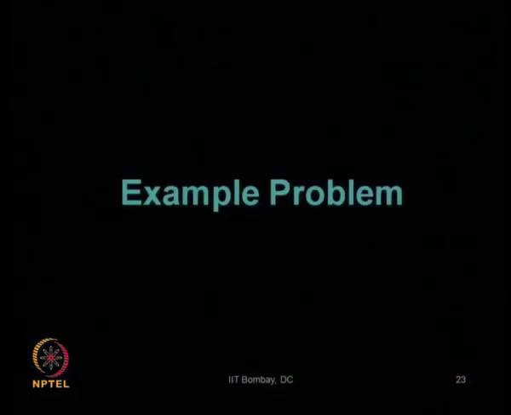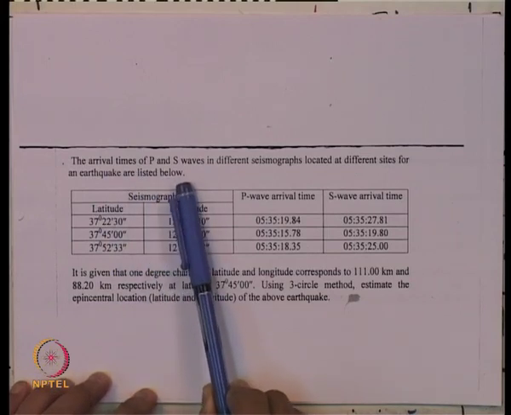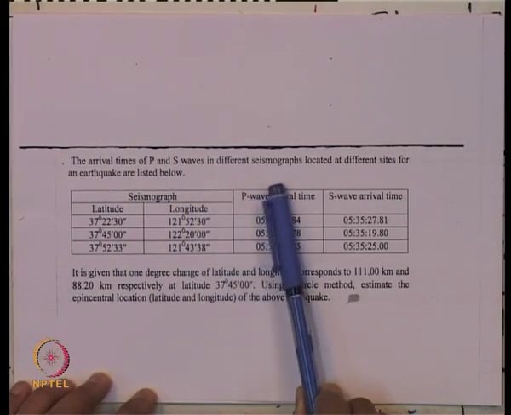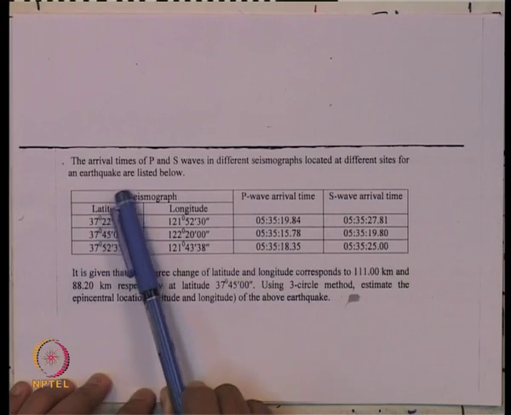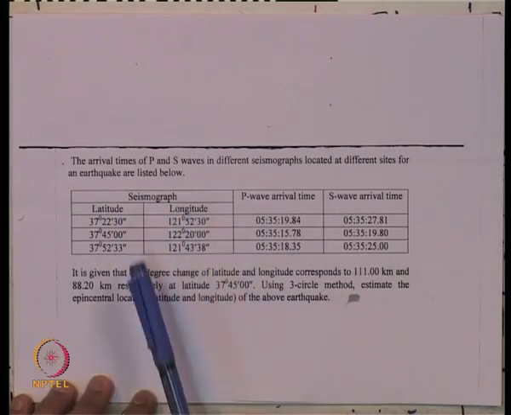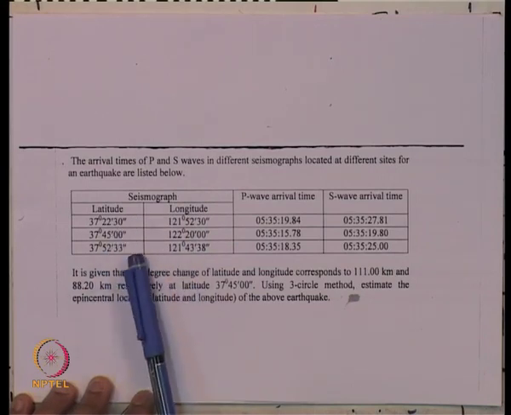So with this, now we can have one example problem about how to find out the earthquake's epicenter using this simple three circle method, which is used very commonly worldwide. So let us look at the problem statement over here. The problem says the arrival times of P and S waves in different seismographs located at different sites for an earthquake are given below. These are the seismograph stations, three stations have been given with their latitude and longitude.